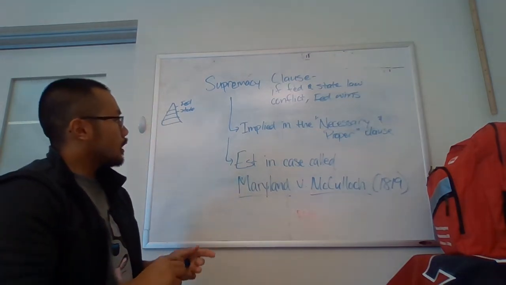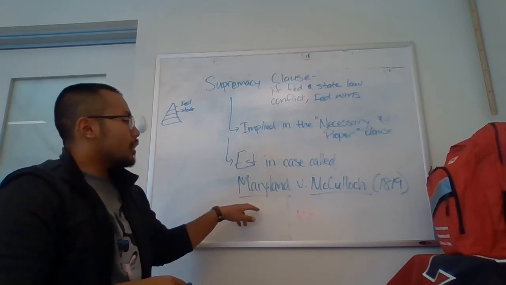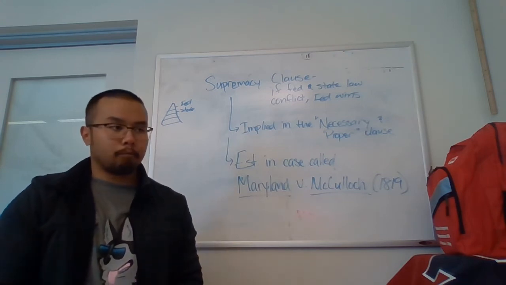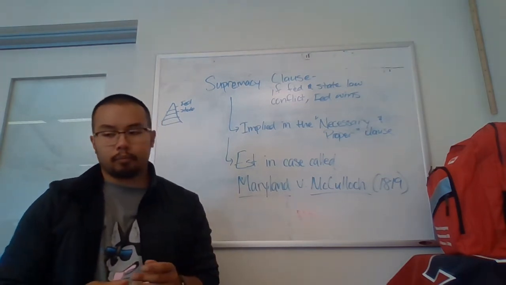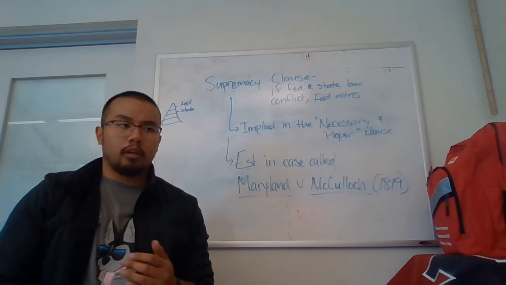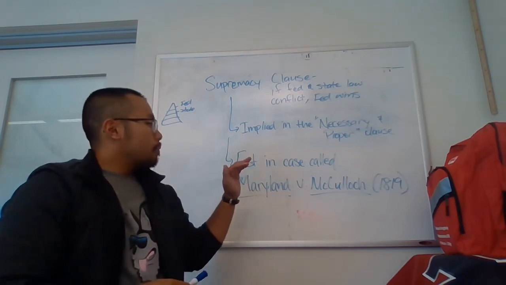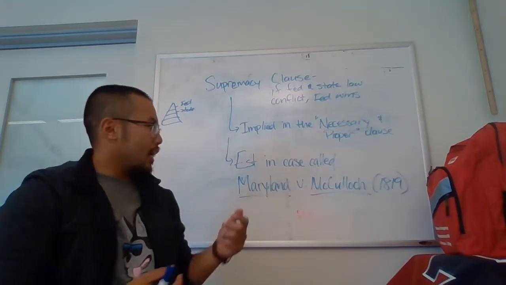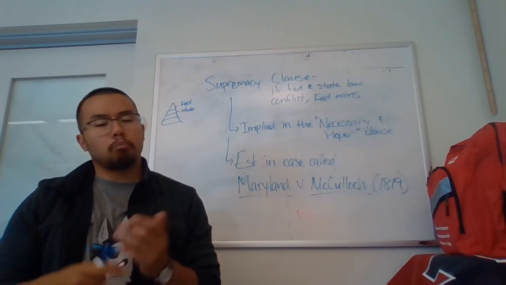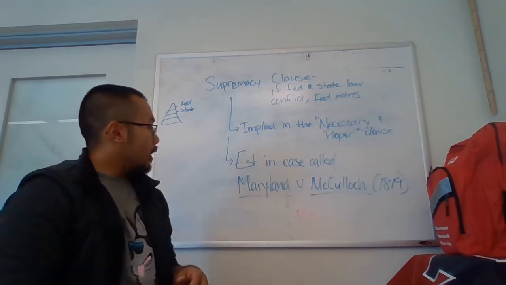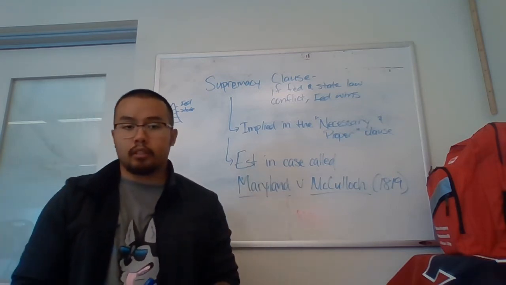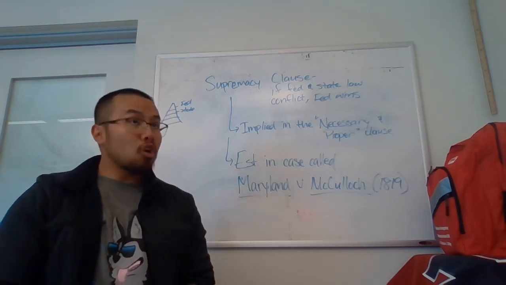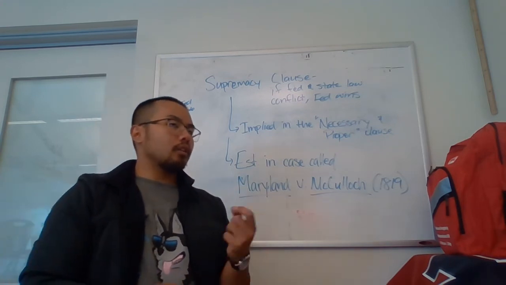The first time it was flexed, or rather when it was established, was in a case called Maryland versus McCulloch in 1819. The story of the case goes that the federal government had established a bank in the state of Maryland. Pretty standard. And Maryland decided shortly after to impose a tax for those living in Maryland.